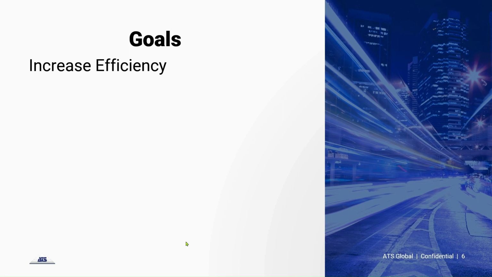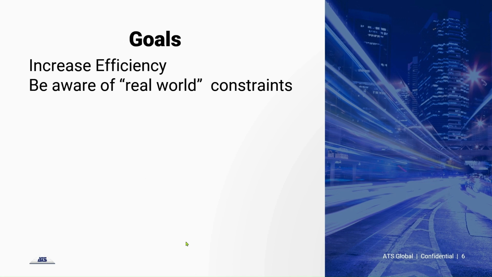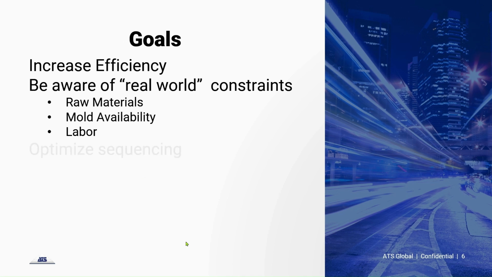What are our goals? As with all these Opcenter APS models, we're trying to increase efficiency, of course. But we have to be aware of real-world constraints. For example, raw materials. I can't press something if I don't have the plastics in the right color and the right polymer. Mold availability. This model, as you will see, also has a mold shop where they are refurbishing molds. So if a mold is not available, we can't schedule it at that point in time. We also need to make sure that we have the right people to run the machine, to run the mold shop, so that we can actually follow the schedule that we create.